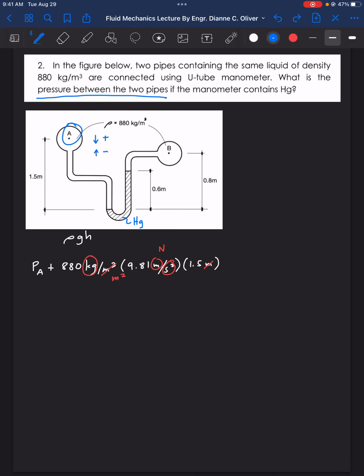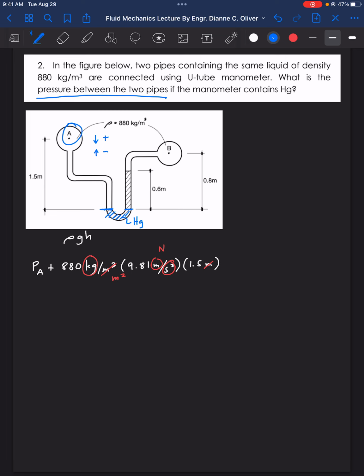We were able to move from point A to this surface. What's next? From this surface up to this part here, we'll cancel that out. We will not include that in the calculation because they are of the same impact and the same pressure, because they are the same liquid with the same level. Therefore, we just have to ignore that part.